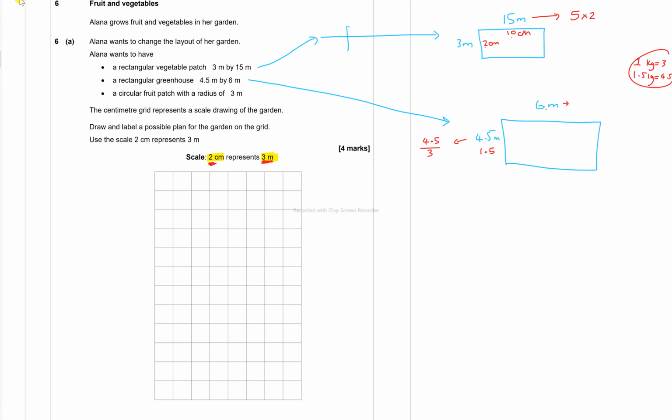Try that. Right, I've got 3 meters here and 3 meters there. Altogether I've got 6 meters. And what does this scale tell us? Every 3 meters equals 2 centimeters. So really, that is worth 2 centimeters, and that is 2 centimeters. So my diagram should be 4 centimeters, and this is 1.5 centimeters. So that's that rectangular greenhouse, and we've got one more.